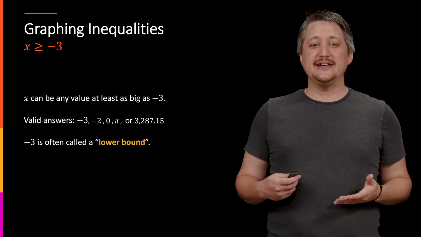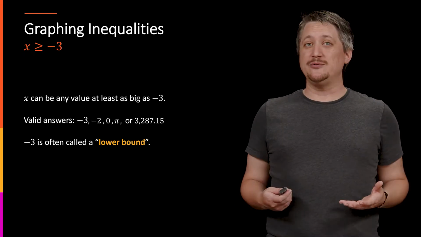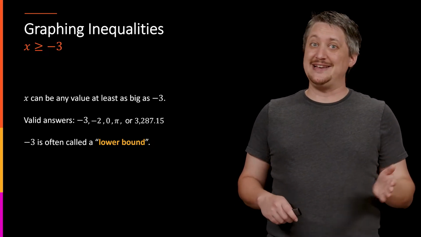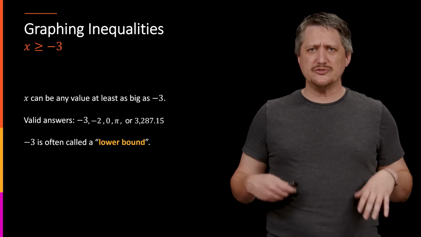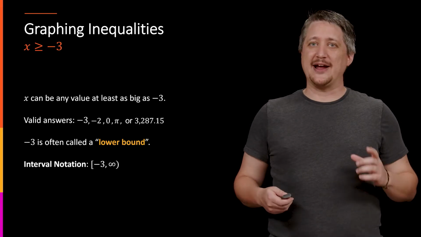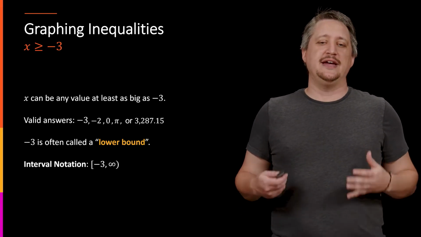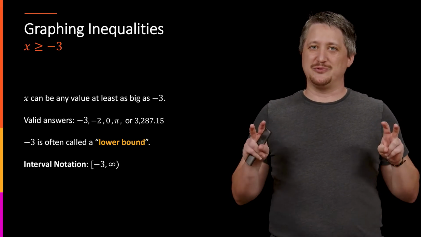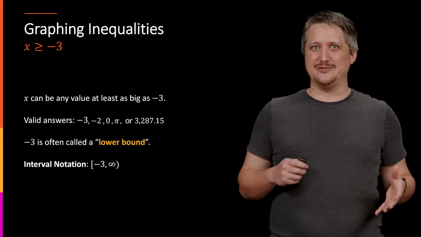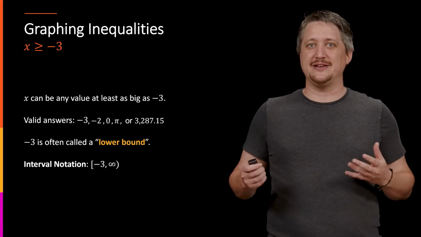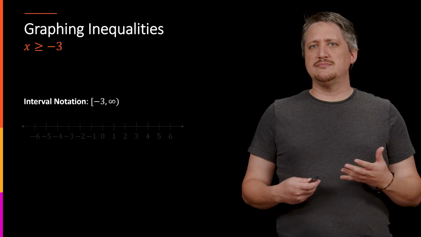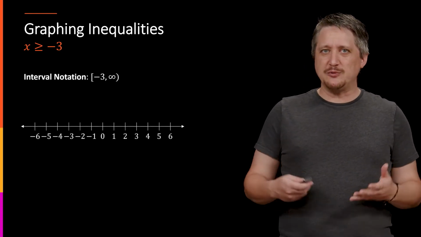Here, -3, we often call this a lower bound, and that's because it's the lowest value we accept, and we'll take anything bigger than that. So we represent this in interval notation with this classic bracket, because we're including -3, and we go up to positive infinity, which really just means that we'll take anything in that direction, so anything bigger than -3.